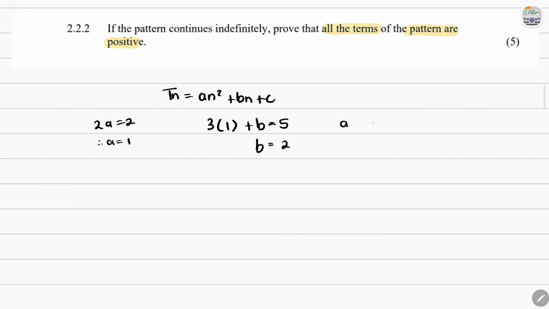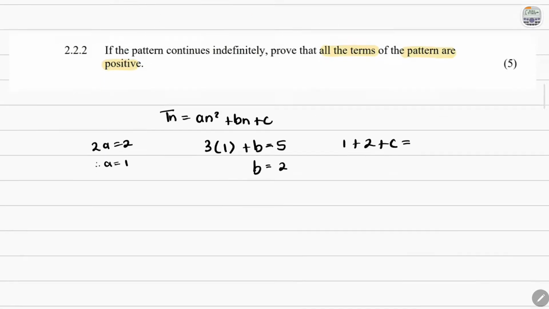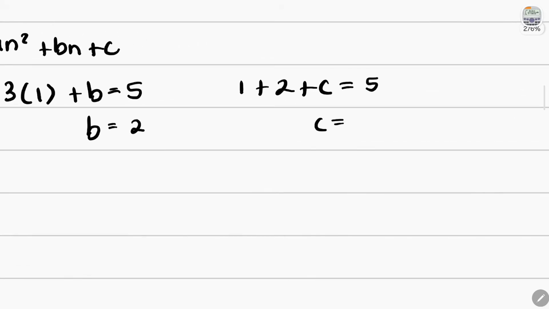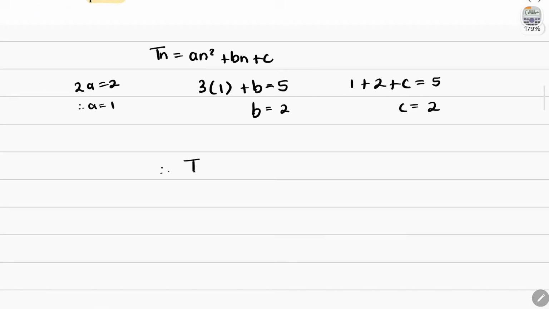And then a plus b plus c, but we know that a is 1, b is 2, and then say plus c equals, and it's equal to x, which we know is 5. So it's equal to 5, and then 1 plus 2 is 3. Transpose it, it's negative 3. So 5 minus 3 is equal to 2. So c is equal to 2. So this is our formula. Our pattern's formula is Tn equals n squared plus 2n plus 2. Okay, so this is what it looks like.